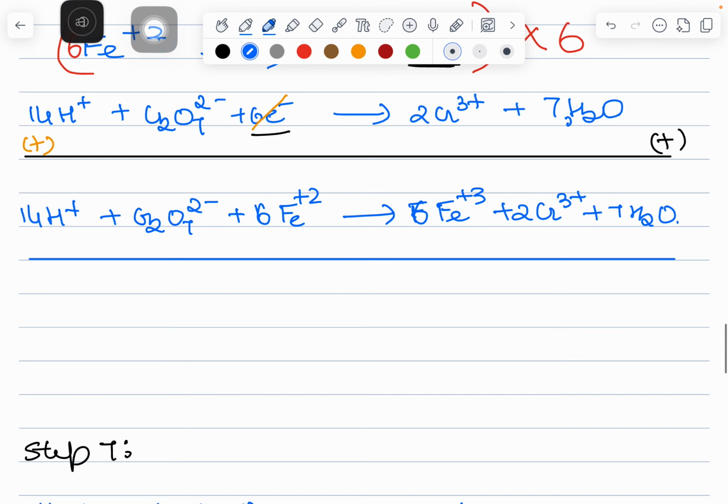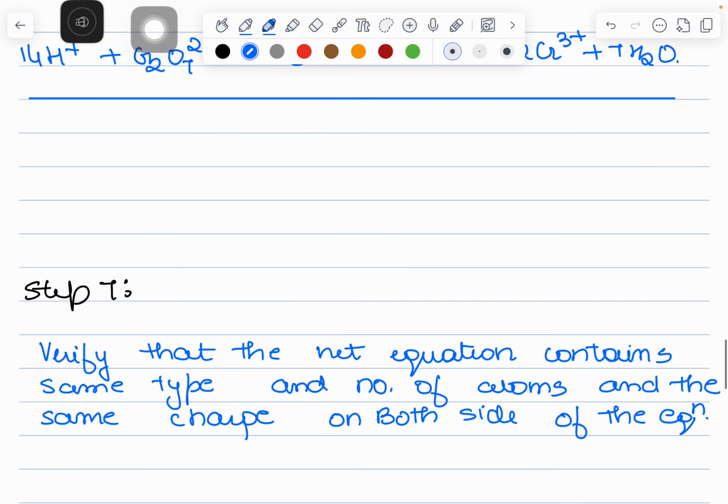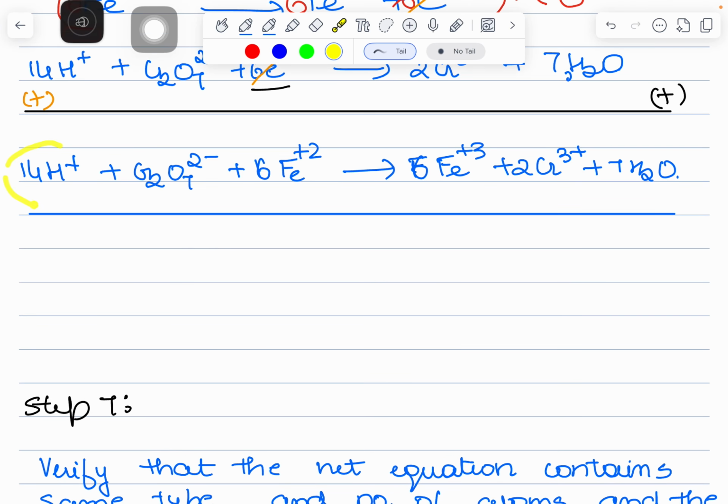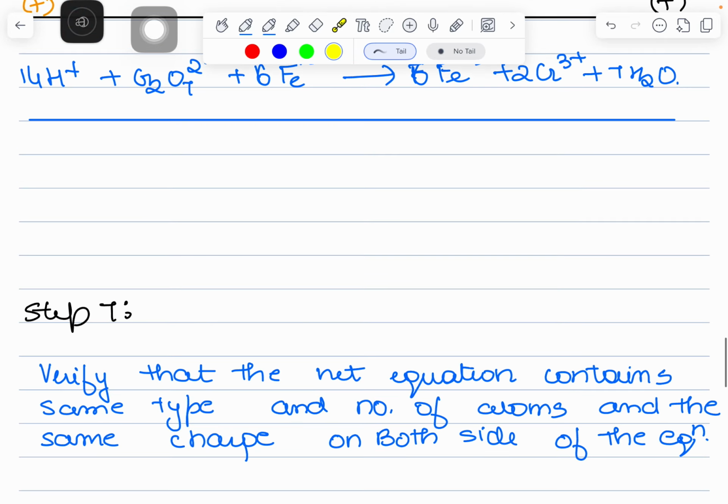Then afterwards, the last step: verify that the net equation contains the same type and number of atoms and the same charge on both sides. Now let's verify it. We have 14H+ on the left hand side, and 7 into 2, we have 14 hydrogen. We have 2 Cr, here also we have 2 Cr. We have 7 oxygen, and here also 7 oxygen. We have 6 Fe and we have 6 Fe. We have seen the atoms are the same on both sides, the same type and number of atoms.